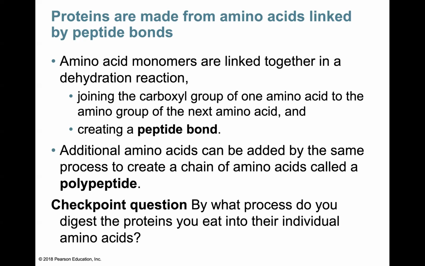Additional amino acids can be added by the same process to create a chain of amino acids that we call a polypeptide. When you hear the term polypeptide, it is sometimes used interchangeably with protein, but a protein indicates that it has its final functionality. This polypeptide chain is just a sequence of amino acids in a linear sense, like the primary conformation here.